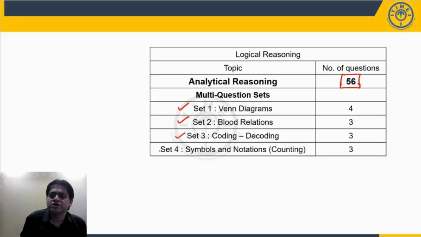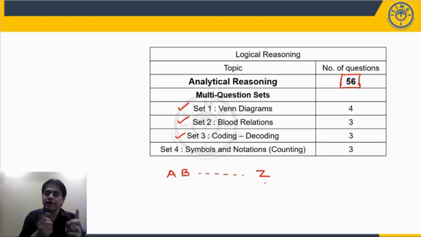Then there was a set with symbols and notations. The symbols and notations were basically an A to Z sequence. Letters were given from A to Z, but then the condition was given that this sequence is reversed. Once the sequence is reversed, there was counting to be done, such as the 4th letter to the left of the 5th letter from the right end, and so on. Those kind of questions were there.